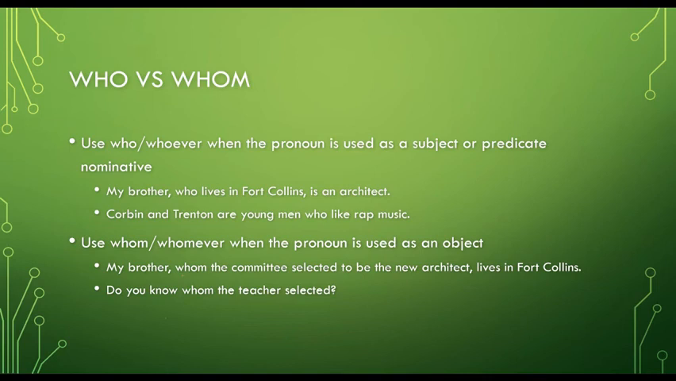When we look at this next sentence, "Do you know whom the teacher selected?" I'm looking again, we have you and know, but we're looking at this specific clause here. So, whom the teacher selected. In this clause, the teacher is the one performing the action, not whom. And whom is actually the one being selected by the teacher. So we would use whom as opposed to who or whoever.